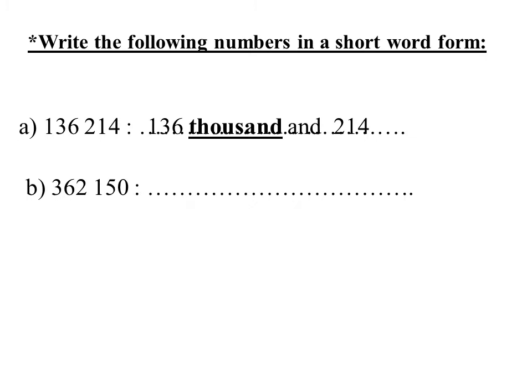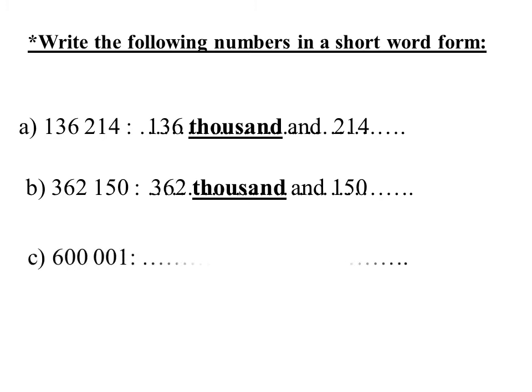362,150. So we write it 362 in the digits, thousand and 150. 600,001. We write 600 thousand and 1.